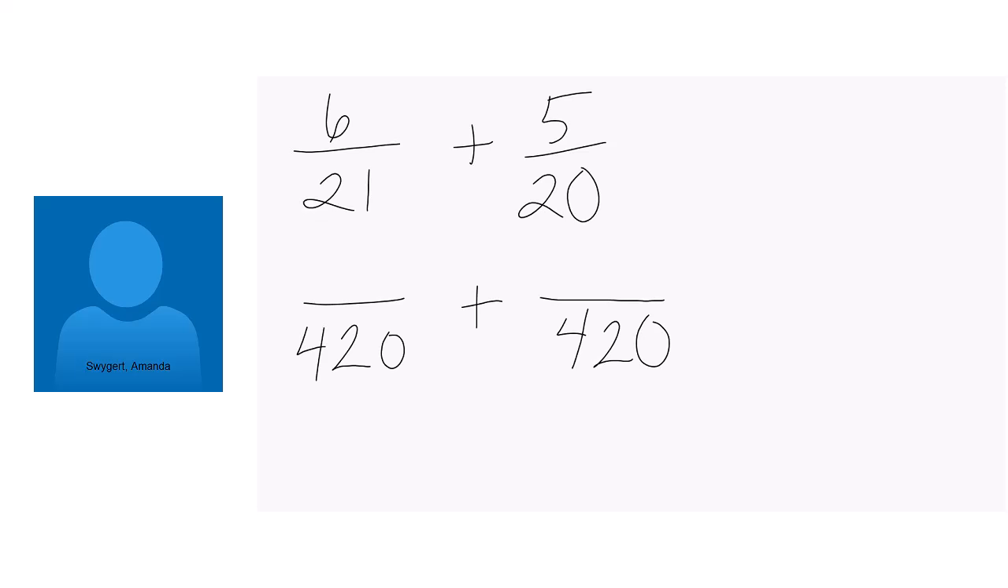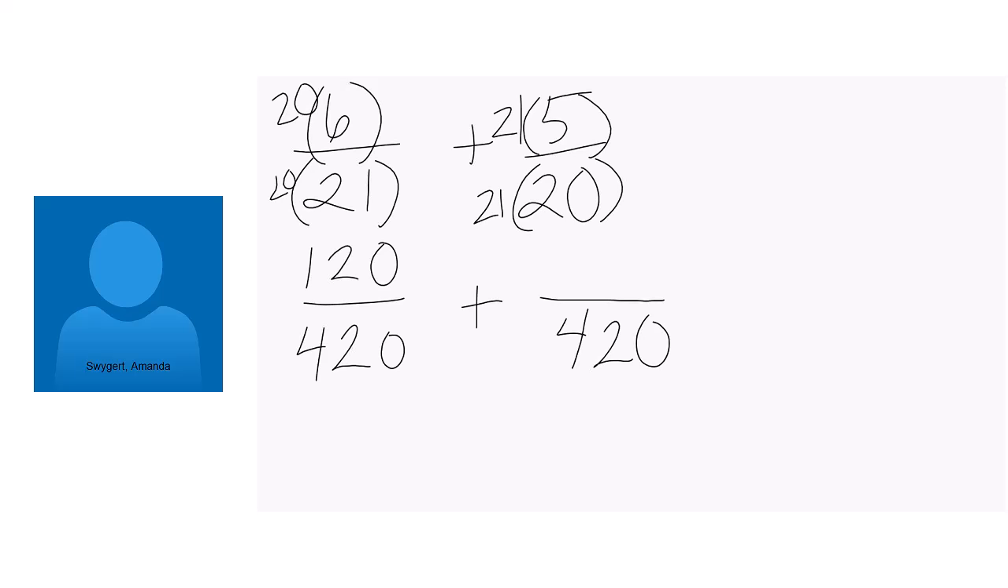So to change that 21 into a 420, I had to multiply it by 20. So whatever I do to the bottom, I have to do to the top. So 20 times 6, which is 120. If you want to check your work, you can always type them in to make sure they're equivalent. So you could always type in 6 over 21 and then type in 120 over 420. All right, second fraction, I need to change that into a denominator of 420. So that means I multiplied 20 by 21. So same to the top. 21 times 5.